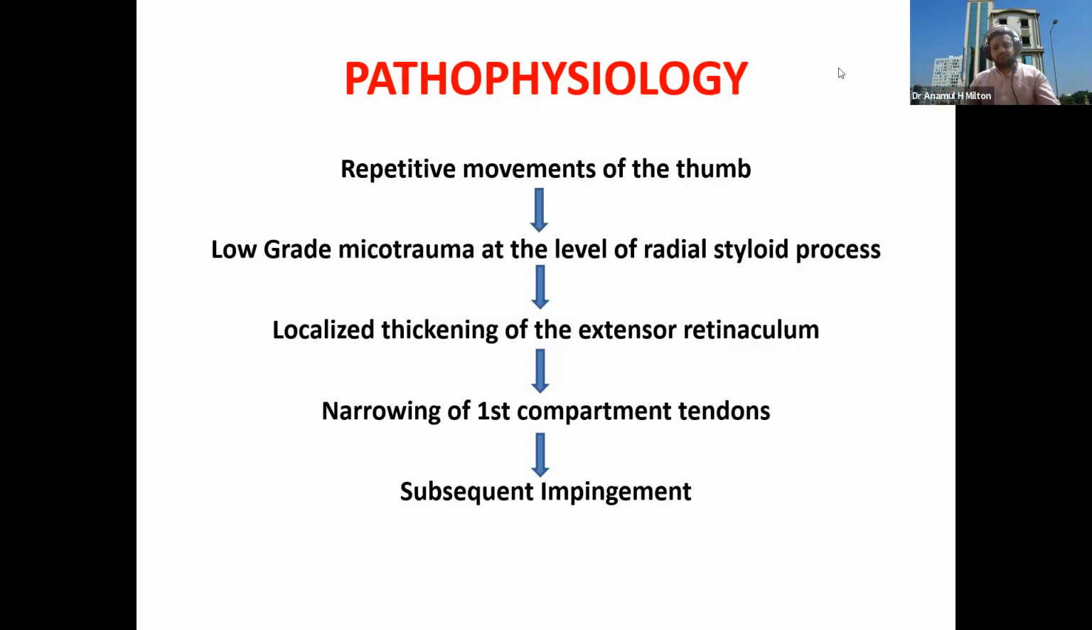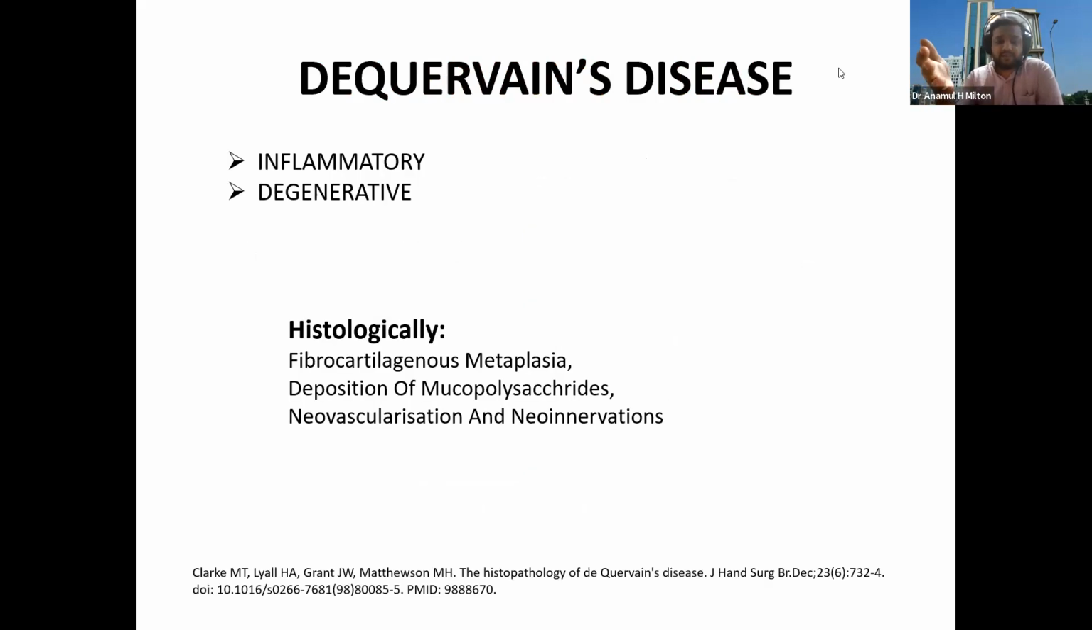Okay, so it is very important that it is very localized, and repeated trauma is the main factor for the generation of the pain. So subsequently it is impinged, and when we are working with the thumb, that time it causes this pain. So it may be either an inflammatory or a degenerative change, and histologically we find fibrocartilaginous metaplasia and deposition of mucopolysaccharides. These are the microscopic findings, the histological findings. It is not our main part, but we have to know these things.